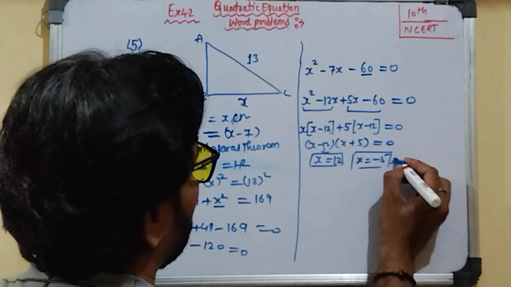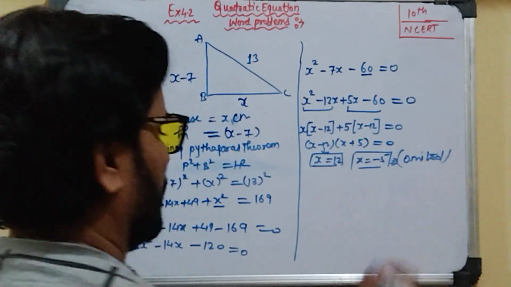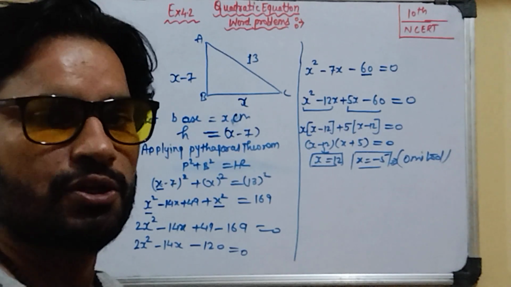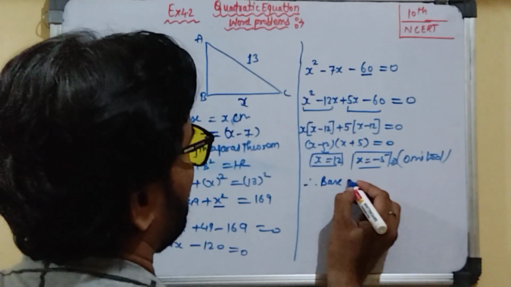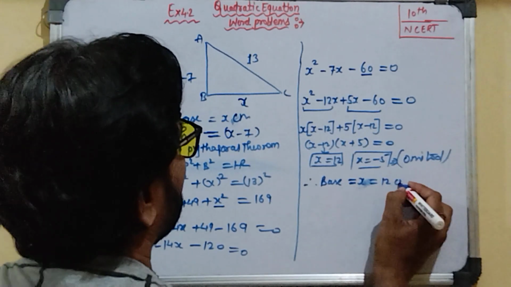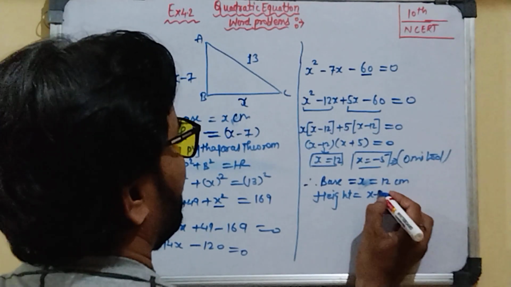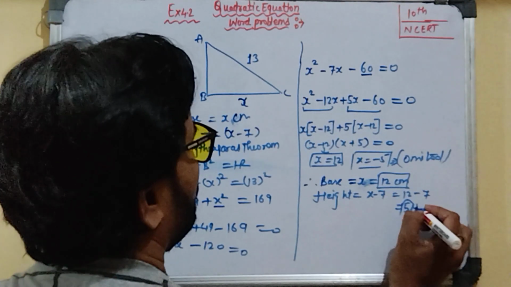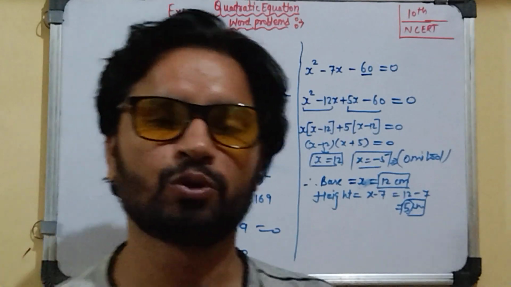But x is equal to minus 5 we cannot take. Why? Because the side of any triangle should not be negative. So we take the base equal to 12, because we let it be x, and the height will be x minus 7, that means 12 minus 7, that means 5. So this will be the answer. In this way we can obtain the solution of this sum.